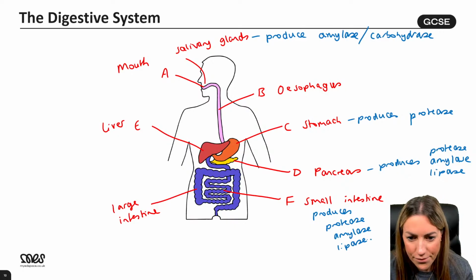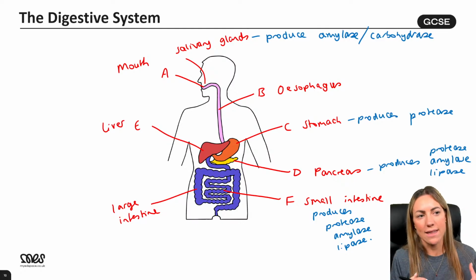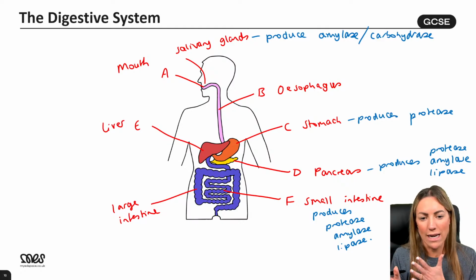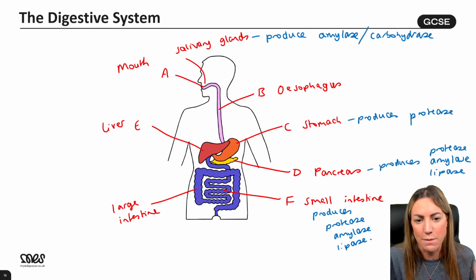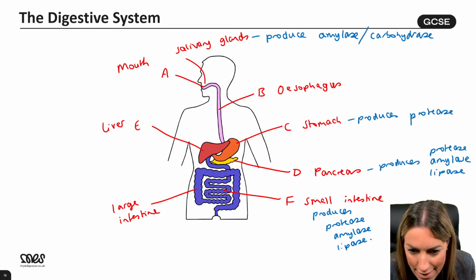Small intestine. Yeah. So when you're learning this, right, salivary glands, just amylase, stomach, just protease, and then you can just lump it together and say the pancreas and the small intestine produce all three of the main groups of enzymes, protease, amylase, and lipase.